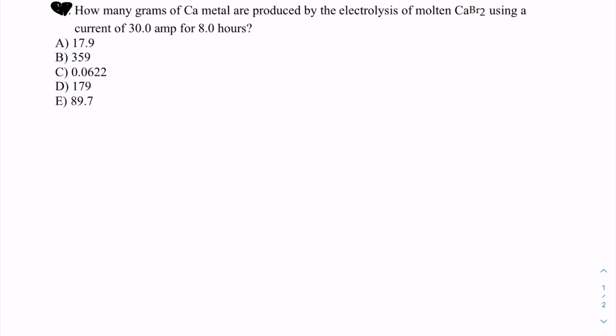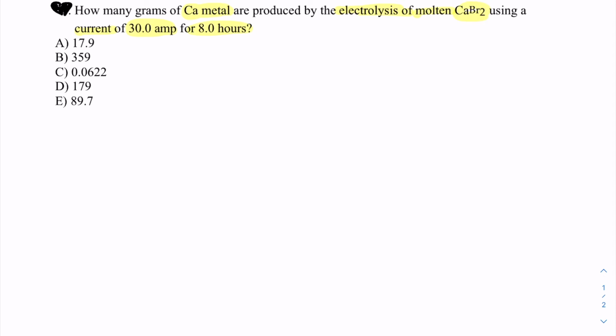Now, the question is asking us how many grams of calcium metal will be produced when we have electrolysis of molten calcium bromide using a current. Again, we're providing electricity, and for that, the length of time. So now we're going to see what we're going to do. If we want to know how many grams of calcium we can produce, you go, how is this related to anything? What should I do?